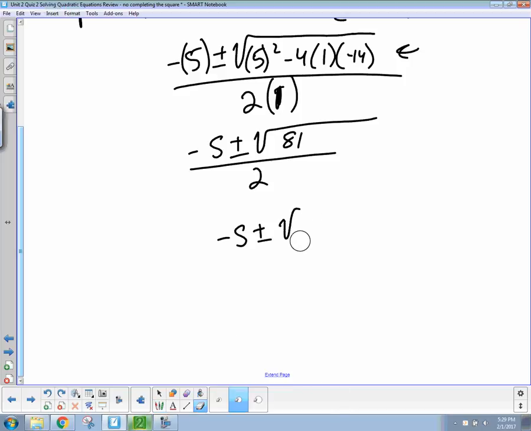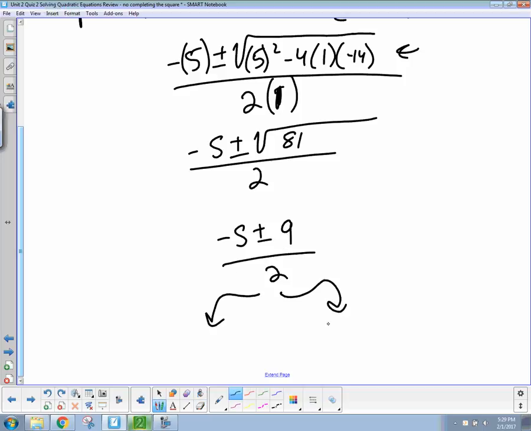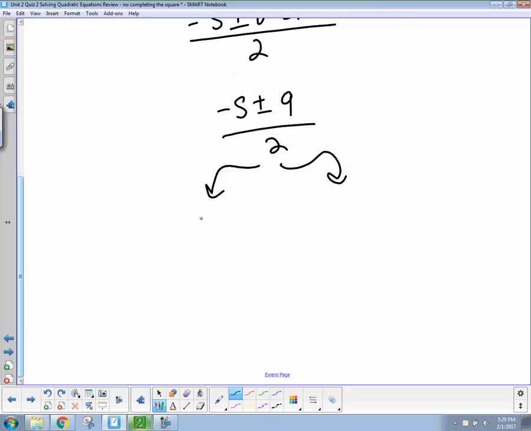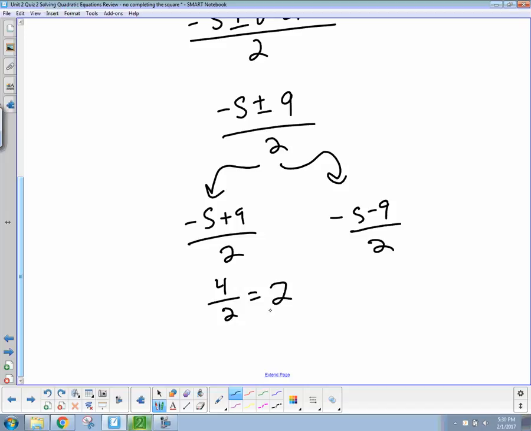I'm going to break it up. Okay. So negative 5 plus 9 over 2. Negative 5 minus 9 over 2. That's 4 over 2, 2. Because negative 5 plus 9 is 4. And this one is going to be, what is that? 14. Holy cow, why did I take forever for that? Negative 7. There's the second answer. If you wanted to write them neatly.